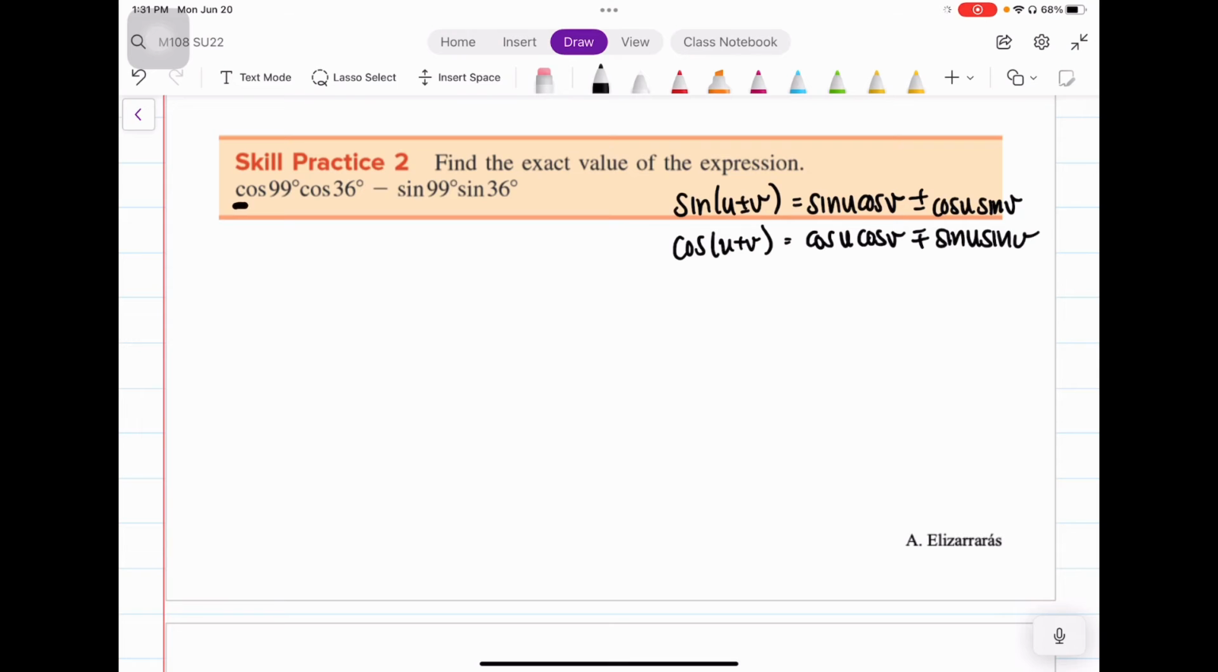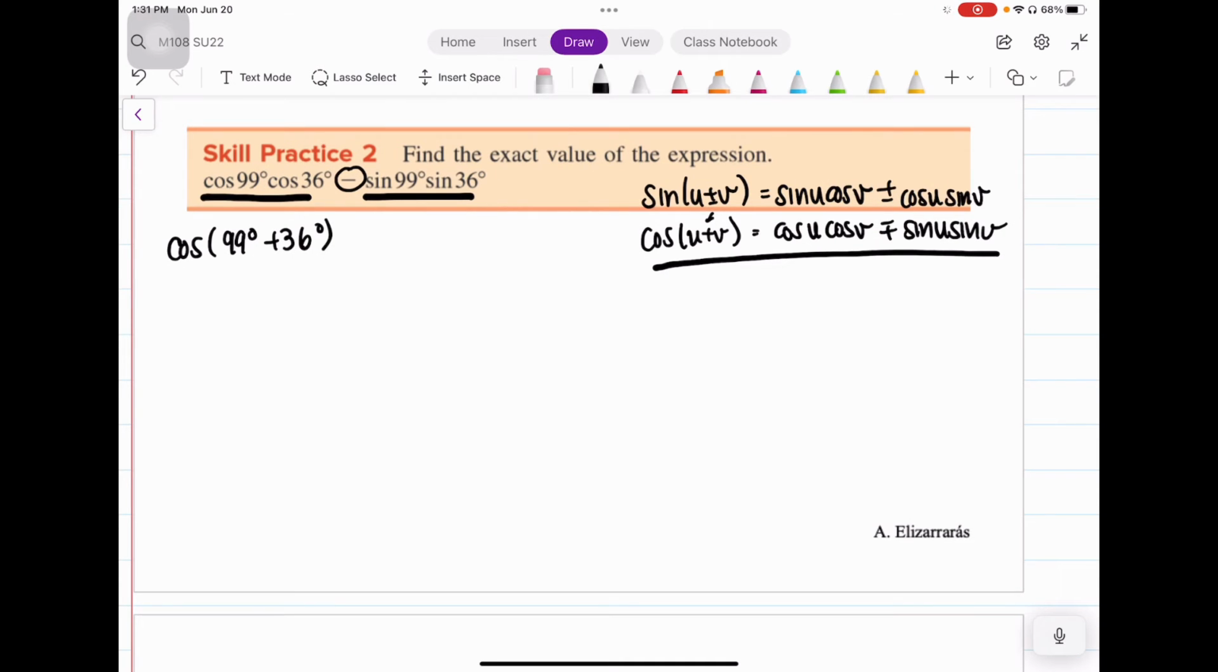We have cosine cosine and sine sine, which matches the cosine formula. And we have a subtraction sign, which means we're going to be dealing with plus. So this is going to be the cosine of 99 degrees plus 36 degrees. 99 plus 36 is 135. We are looking at the cosine of 135 degrees, which from the unit circle is negative root 2 over 2.